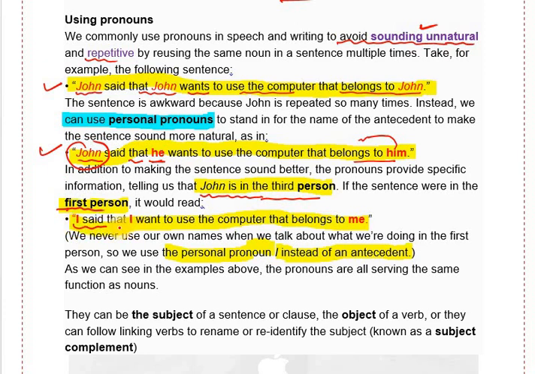I said that I want to use the computer that belongs to me. So these are the pronouns, and we just want to avoid the awkwardness and repetition of the same words in a sentence.